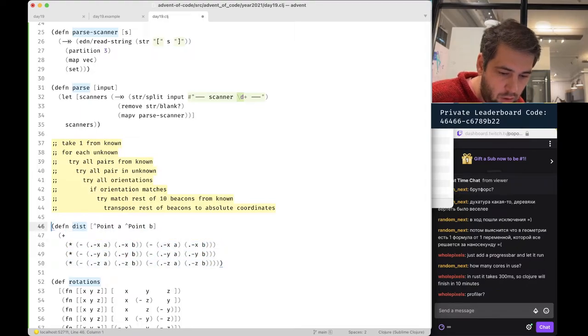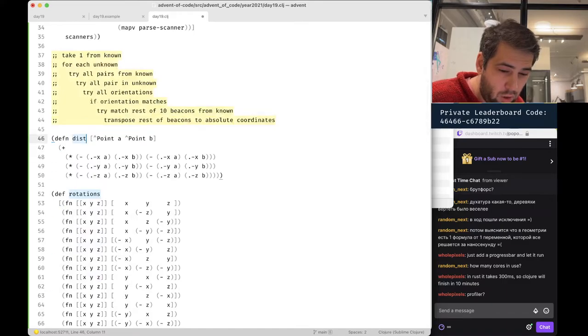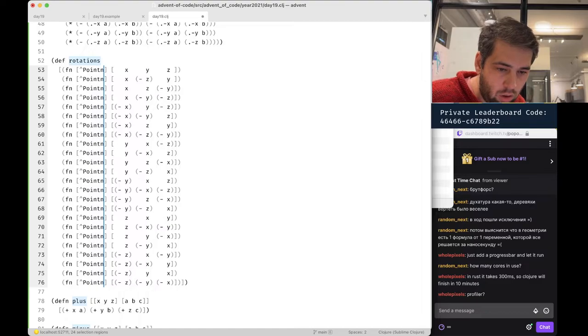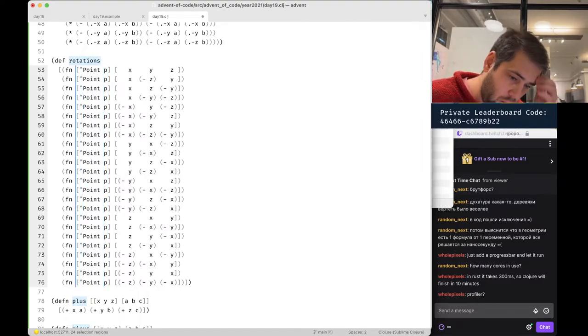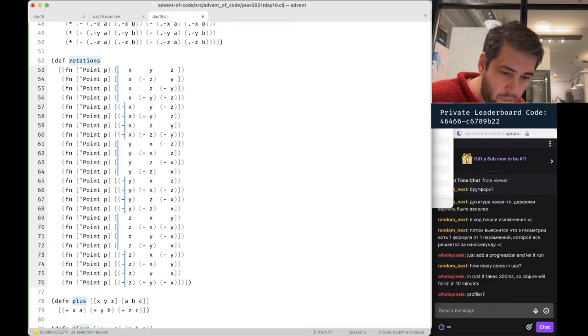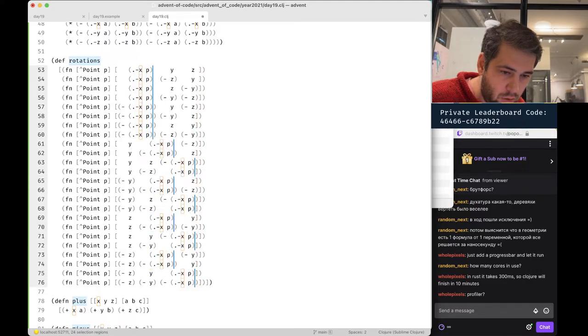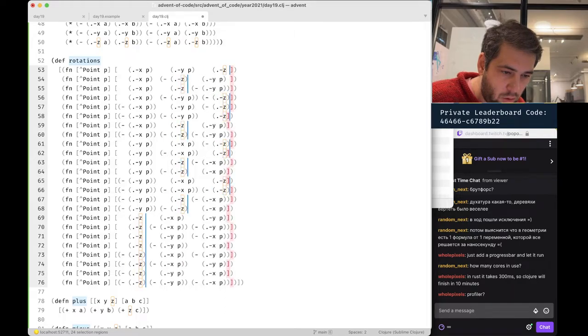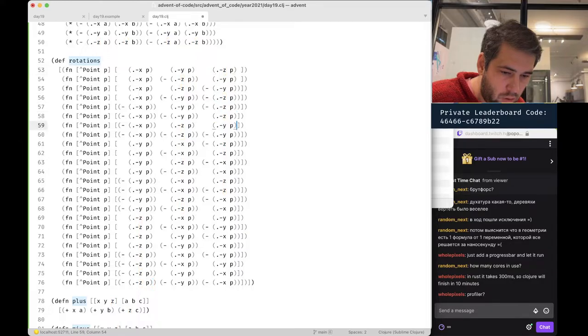This is how you calculate distance, right? And we want this to be also long. Here we want to annotate this as point P. And every X here we're going to replace with this. Every Y we're going to replace with this. And every Z we're going to replace with this. Okay.